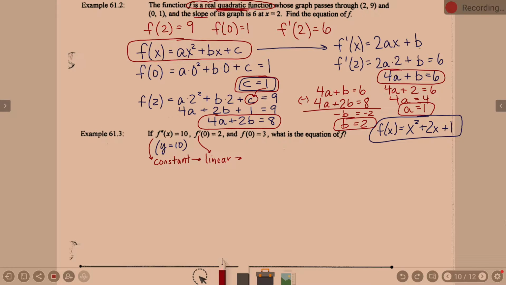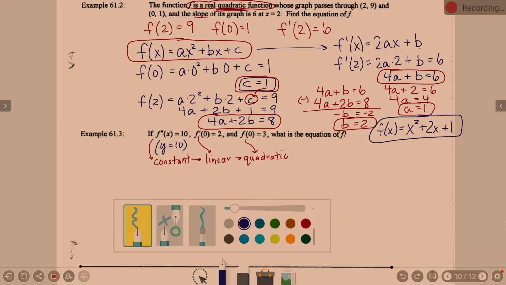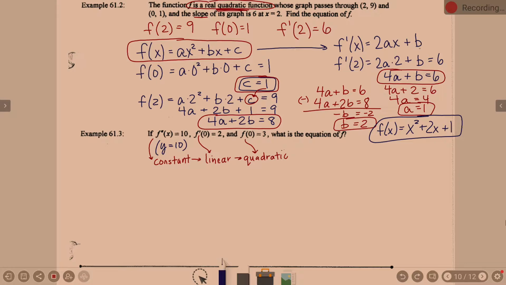What's my original function going to be then? Quadratic, because again, we're increasing powers. So what I'm trying to get you to think is, if we're given a constant, then linear, then quadratic, so when we write the equation of f, we know that it's going to be a quadratic. That's kind of your goal in the end. Now I'm trying to see how I've written this out in the past. If we know the second derivative, how do I find the first derivative?